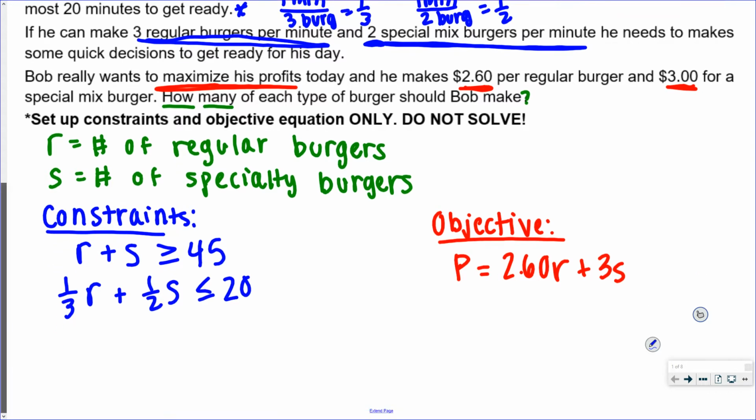All right, the only other constraints I would have here is that my number of burgers has to be positive. Those are those silly ones that a lot of people forget about. But I obviously can't have a negative number of burgers.